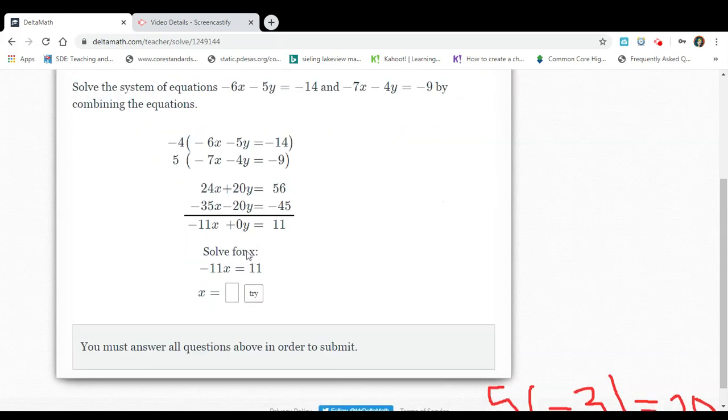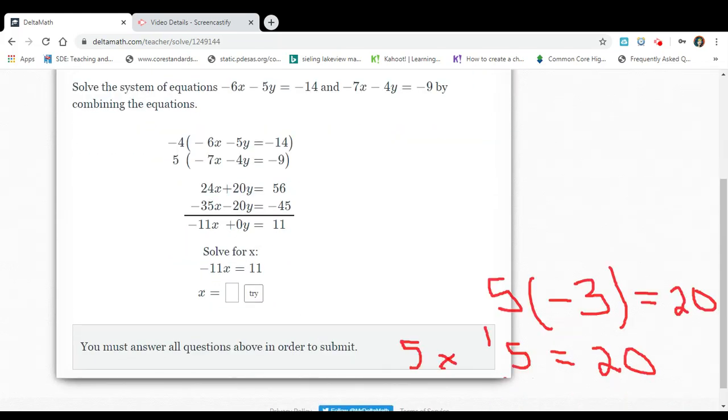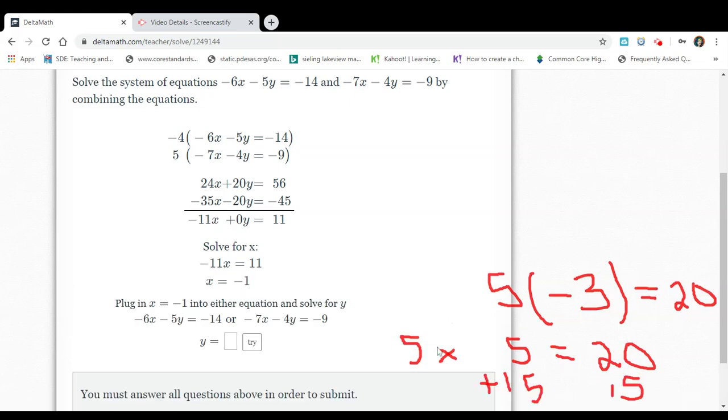And it says solve for x. Negative 11 times x is 11. So what's x? It has to be negative 1, right? Okay, I'm going to hit try. And now it says plug in x equals negative 1 into either equation and solve for y.